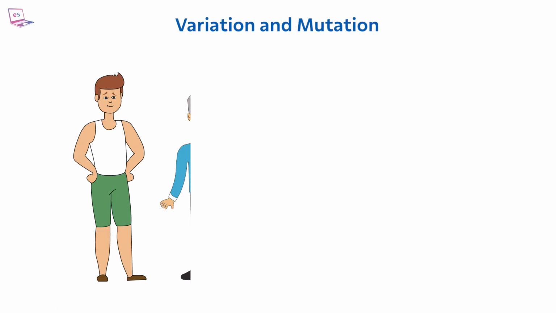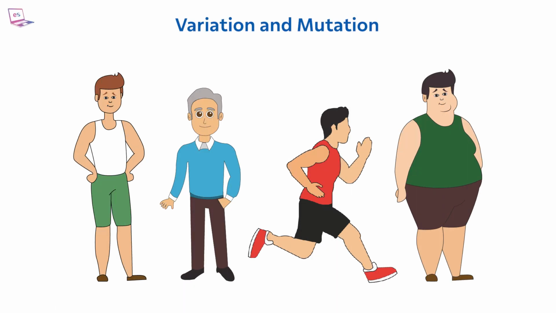Variation and mutation. Every member of a population possesses unique characteristics that differentiate them from one another. Variation refers to the diversity in the traits and attributes among individuals in a population.